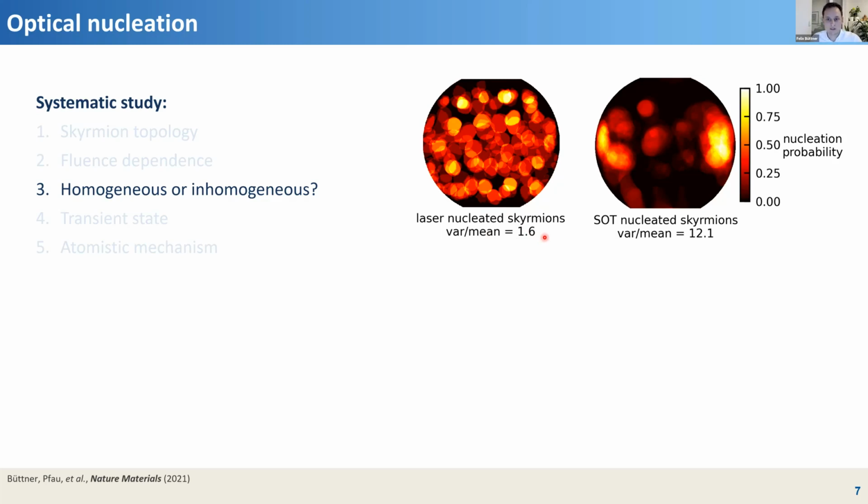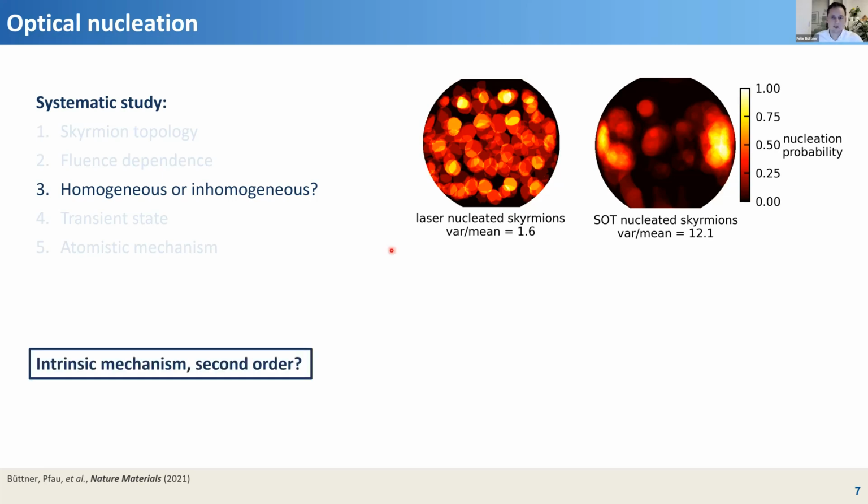So even if the probability distribution is completely homogeneous, just by Poisson statistics you would expect a variance over mean of 1, so you would expect some kind of variation. Okay, so this mechanism is apparently intrinsic, and it already indicates that we have a second order, not a first order phase transition. So now, to really understand what is happening, we need to look at the transient state.